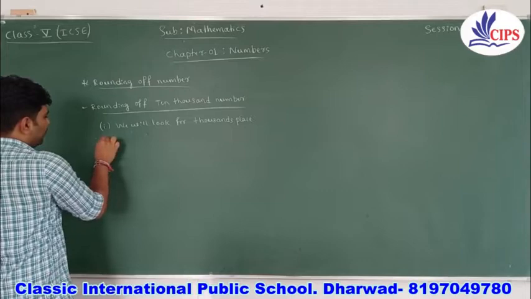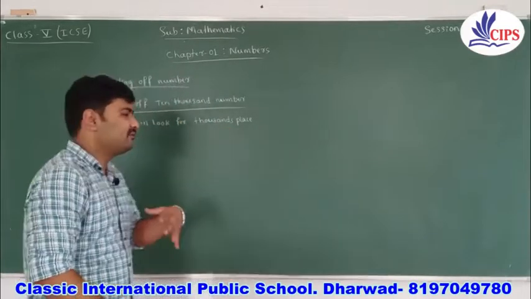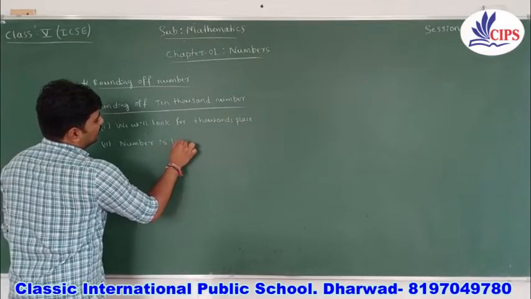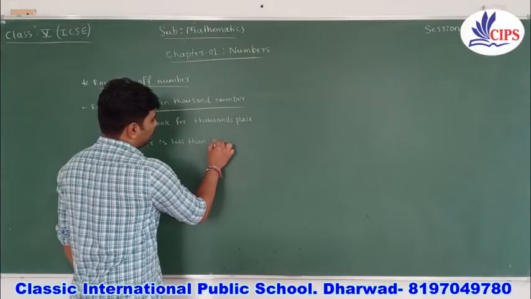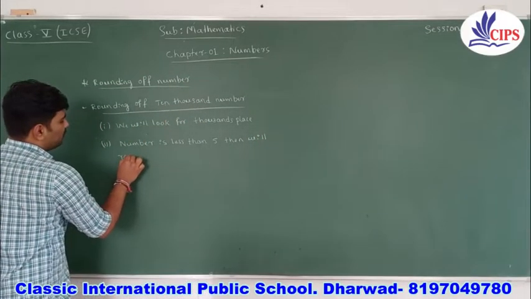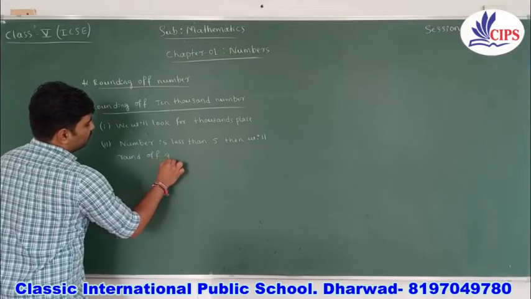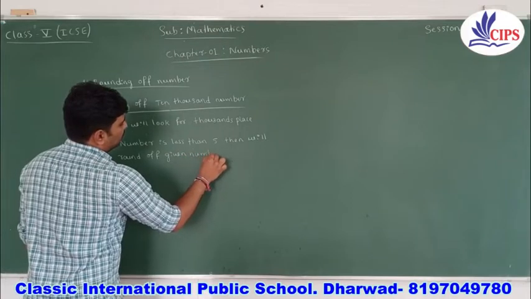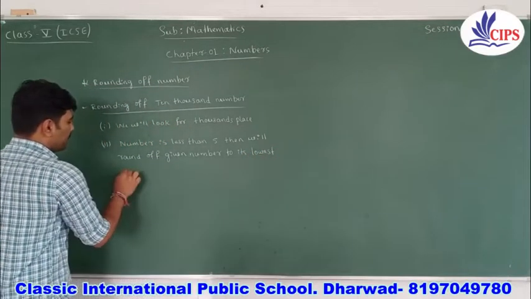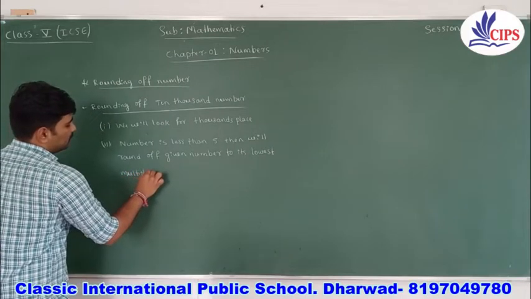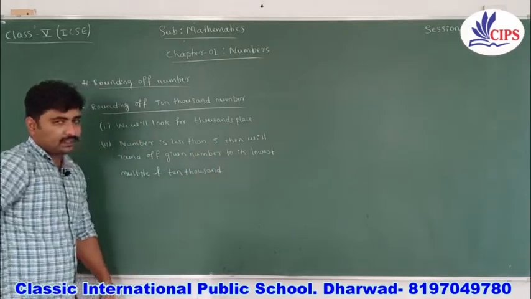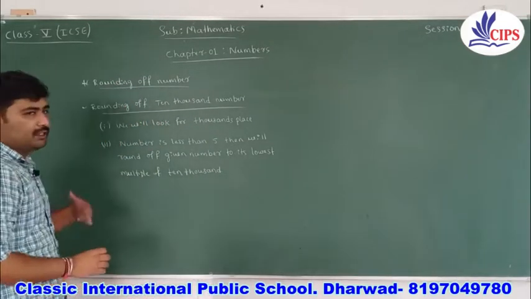Next, if the number present in the 1000th place is less than 5, then we'll round off the given number to its lowest multiple of 10,000. I'll take some examples and explain. Don't worry, I'm just explaining you the procedure.